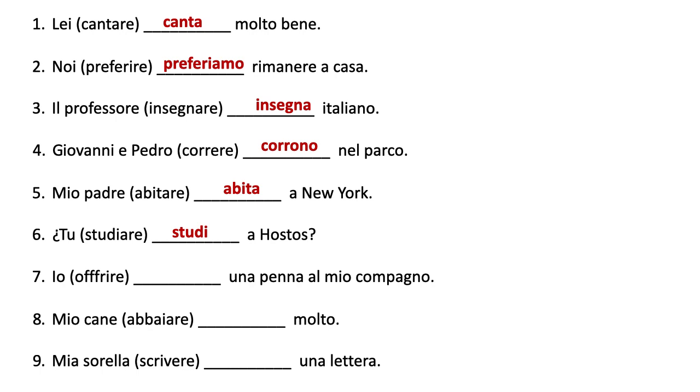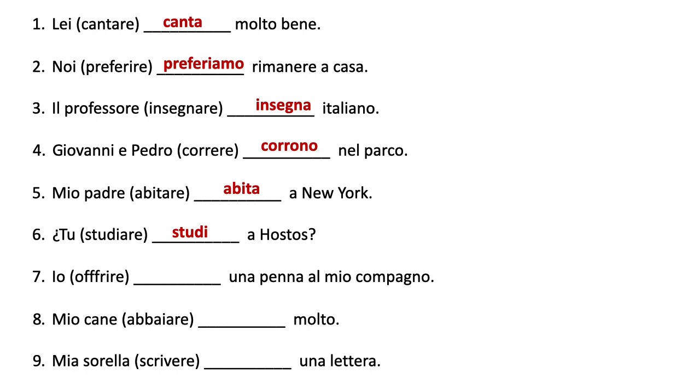Numero 7. Io offrire una penna al mio compagno. So we need the io form, clearly, right? Oh, I just saw a typo. Offrire does not have 3 F's, just 2. So I'm sorry about that. Io offrire una penna al mio compagno.